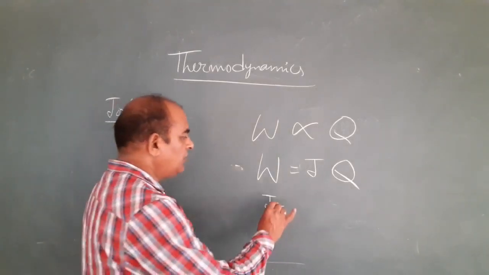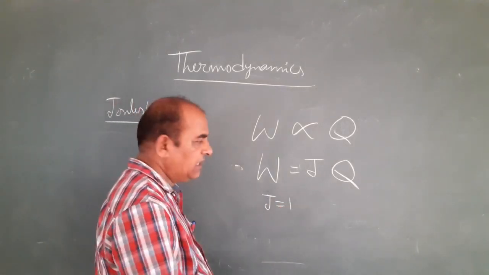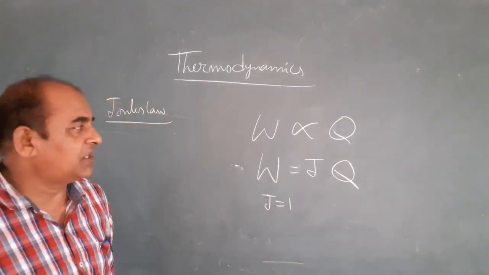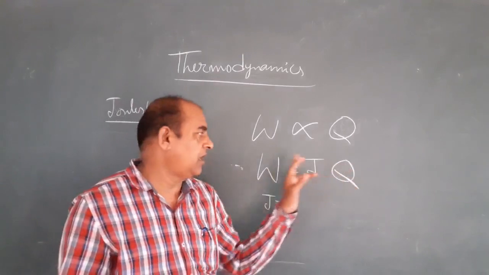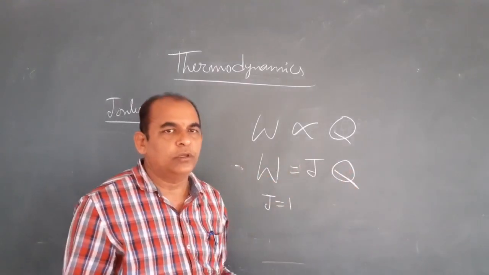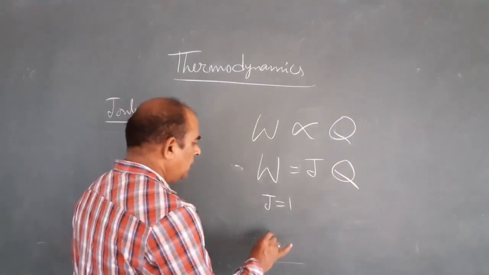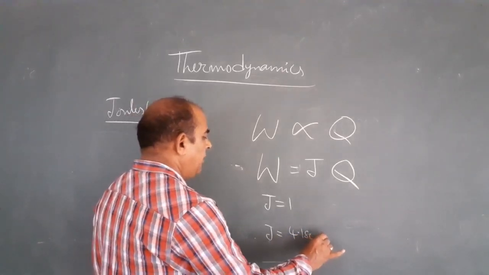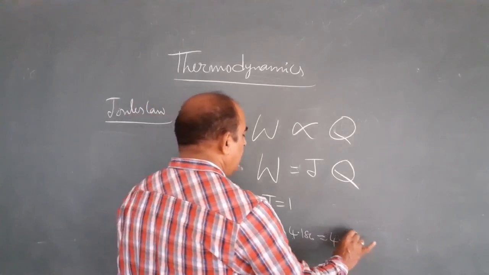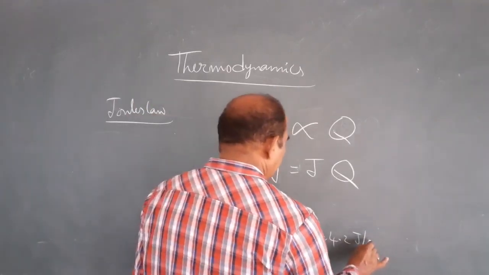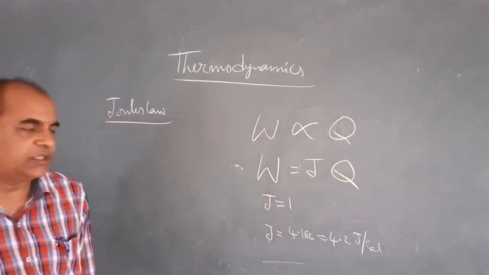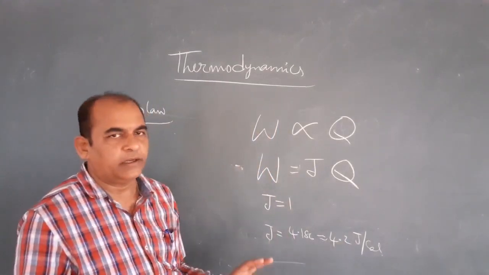In SI system, J is equal to 1. In practical system, heat energy is measured in calorie and work done is measured in joule. Then the J value in practical system is 4.186, approximately 4.2 joule per calorie.